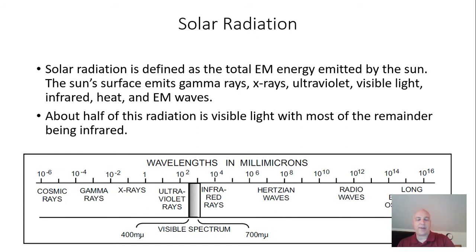And then the visible spectrum, which is about half of the sun's radiation, is visible light. That's where that falls, between the UV radiation on the left and the infrared radiation on the right.